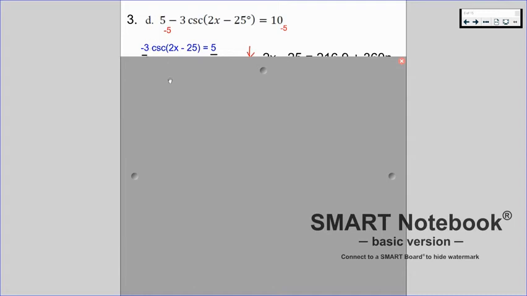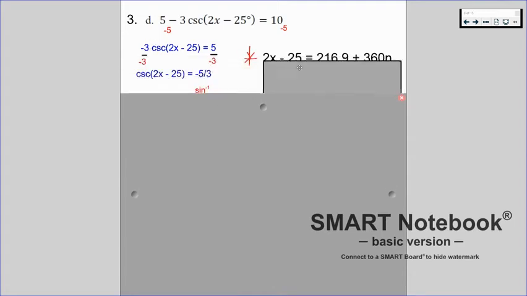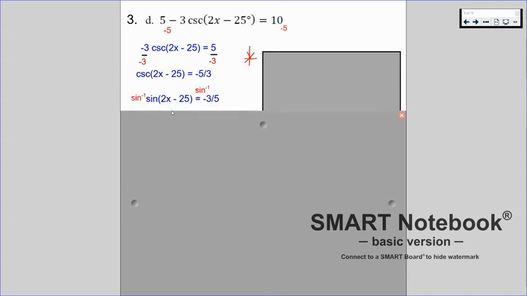And now I'm going to get rid of the negative 3 by dividing. And I get cosecant of 2x minus 25 equals negative 5 over 3. So just leave that as a fraction for now. Because there's no inverse cosecant button, I need to change this to the trig function that I do have a button for, and that would be 1 over sine. So if I take the reciprocal of the left side, I can also take the reciprocal of the right side and rewrite it as sine of 2x minus 25 equals negative 3/5. Now I'm ready to inverse, so I'll inverse sine.